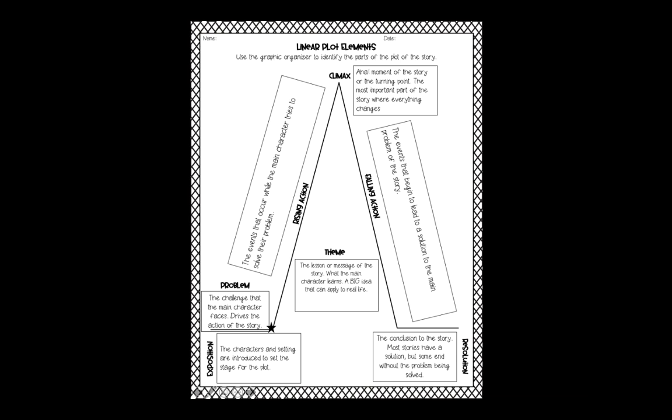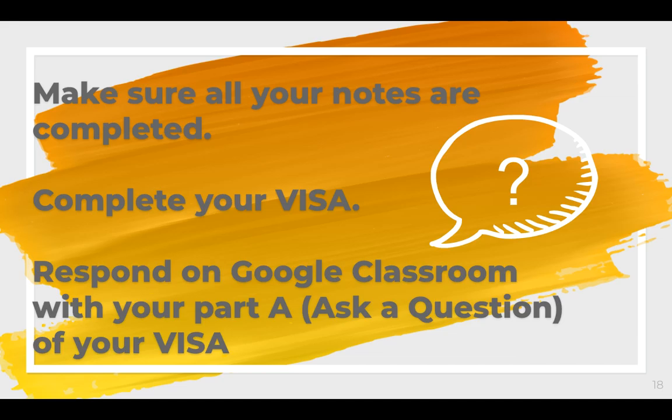Okay. So we're going to be using this plot diagram in class. Make sure you're familiar with all of the vocabulary, the parts of the plot diagram and what they mean. Make sure that your notes have been completed. Make sure that you complete every section of your visa, including the illustration, the summary. And when you get to part A, make sure you put it in your notebook and that you respond on Google Classroom with your question. Remember that that question is what helps me guide the discussions in class and what helps me know that you actually watched the video and paid attention to what we were doing.